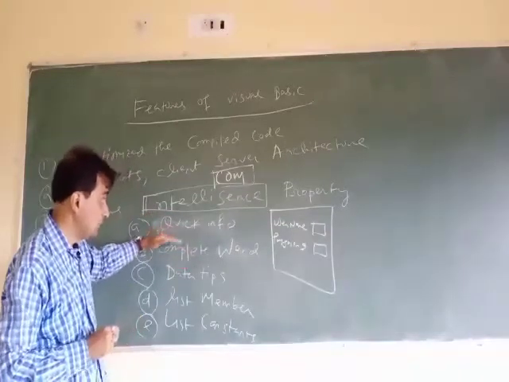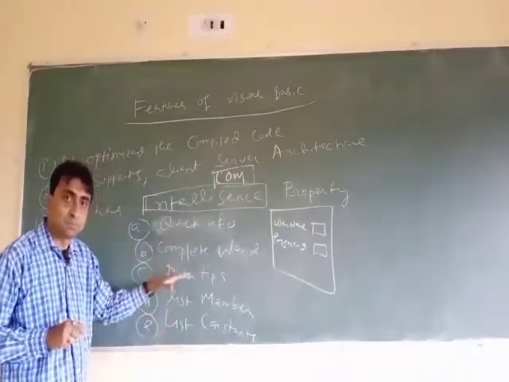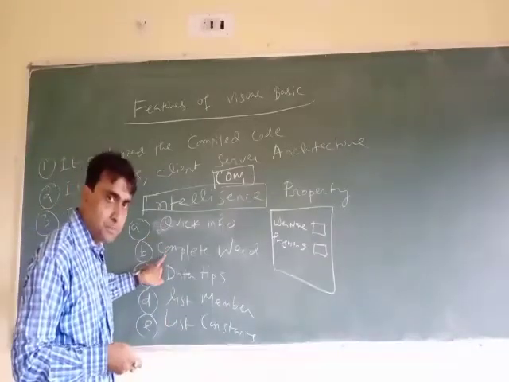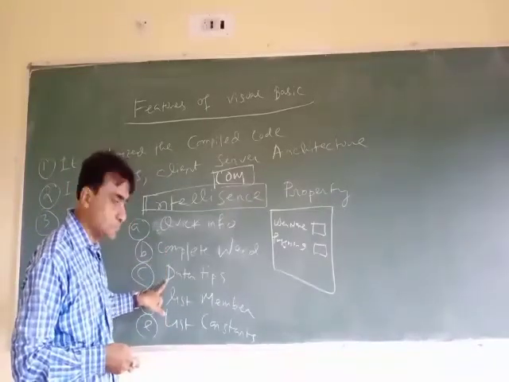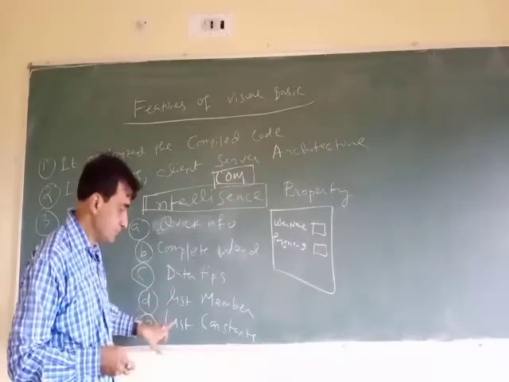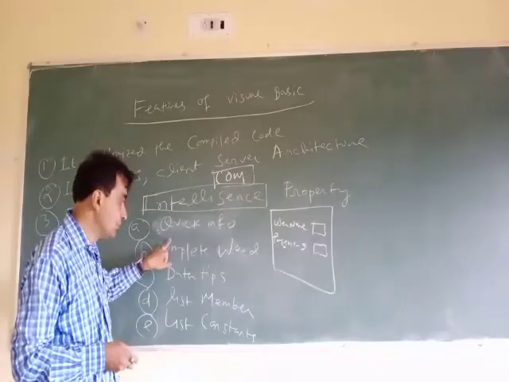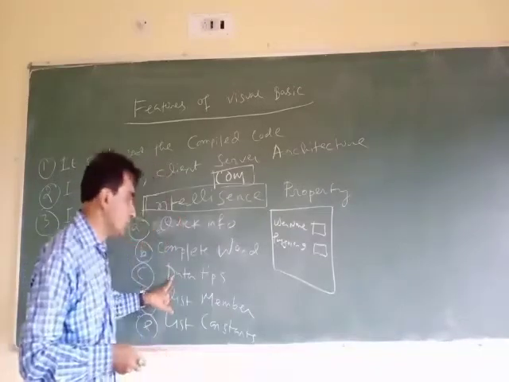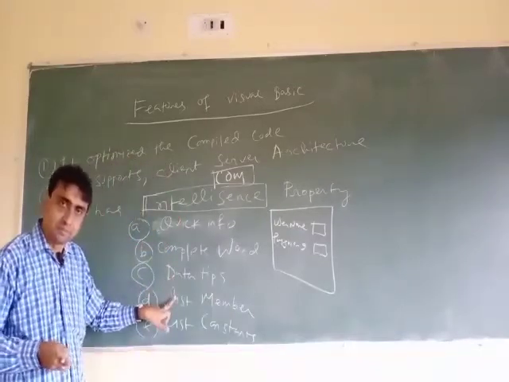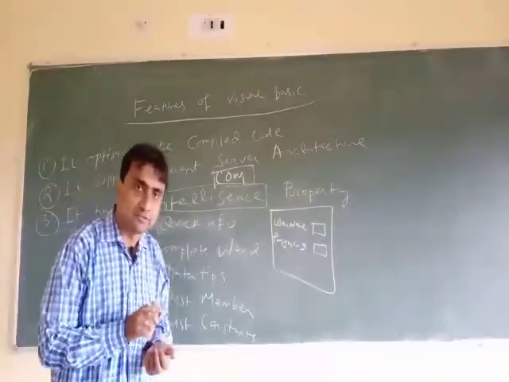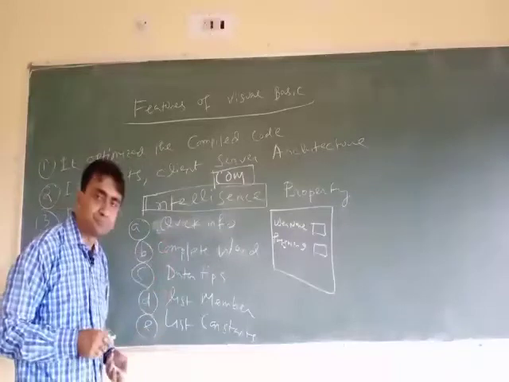IntelliSense property has 5 sub-components, 5 sub-features: quick info, complete word, data tips, list members, and list constants. Again I repeat: quick info, complete word, data tips, list members, and one more is list constants. Now what is this quick info?